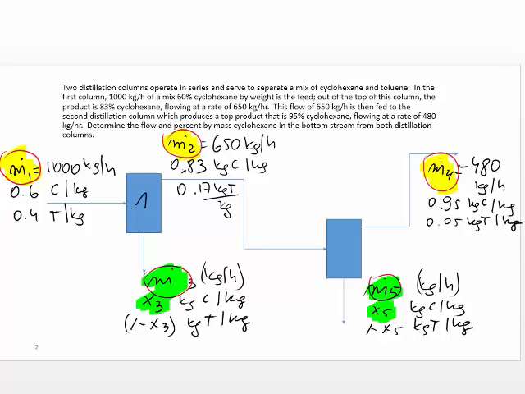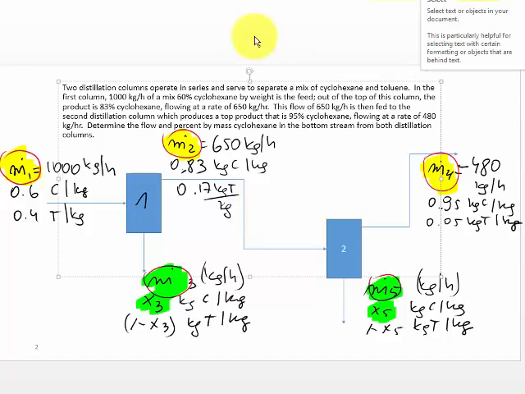Determine the flow and percent by mass of cyclohexane in the bottom stream from both distillation columns. This example shows an application of the mass balance when we have more than one unit operation. We have two distillation columns, column 1 and column 2.